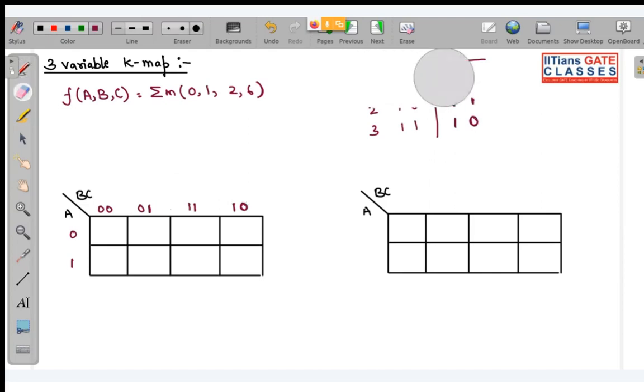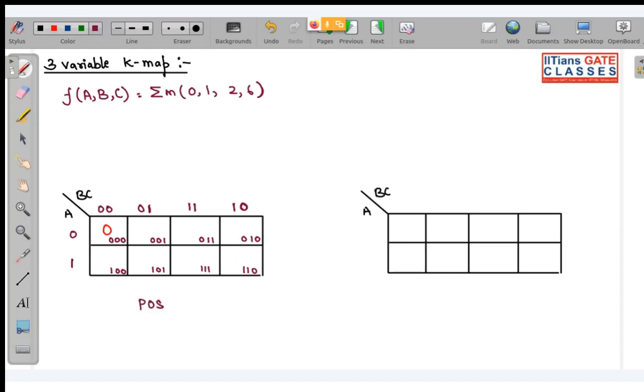Now look very carefully. So this cell will correspond to 0, 0, 0. This cell will correspond to 0, 0, 1. This cell will correspond to 0, 1, 1. This cell will be 0, 1, 0. This will be what? 1, 0, 0. This will be 1, 0, 1. This will be 1, 1, 1 and this will be 1, 1, 0. So 0, 0, 0 means what? It will correspond to 0. This 0 only, because I am writing POS over here.